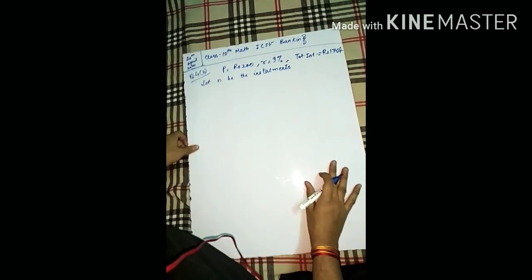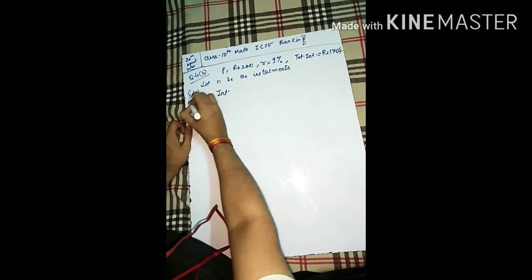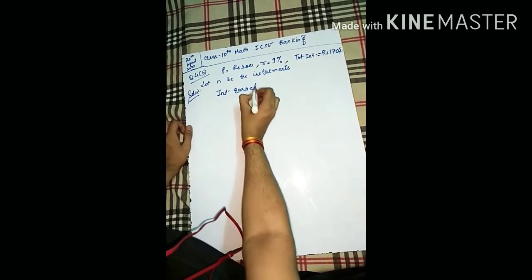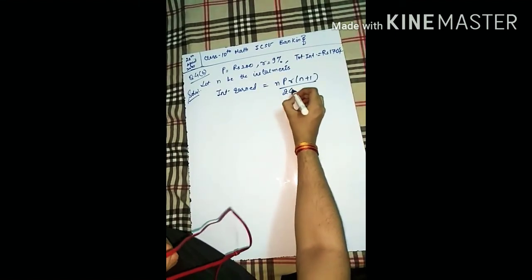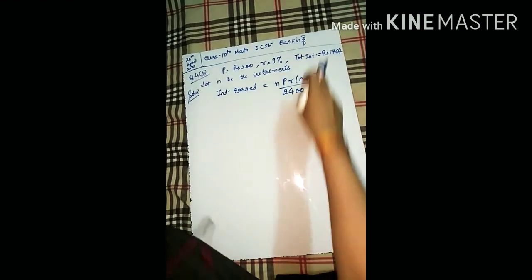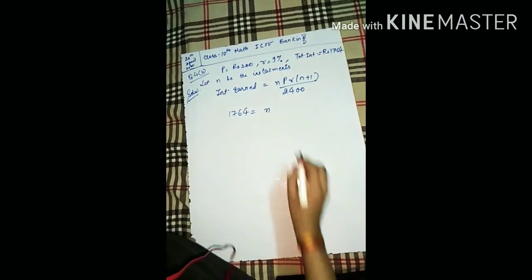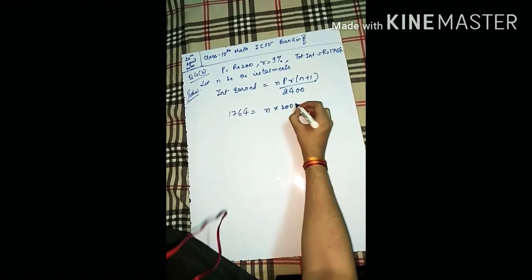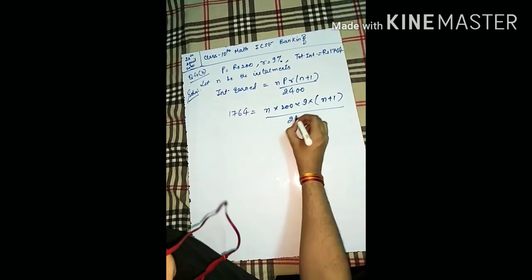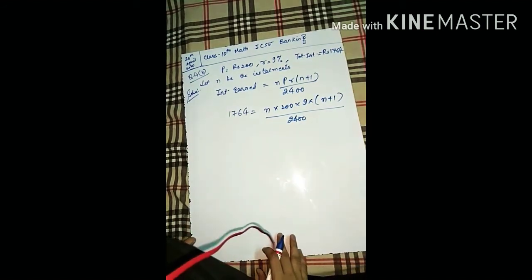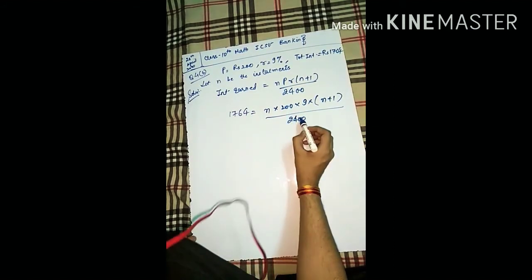Let us use the interest earned formula. What is the formula of interest earned? We know it is n P R (n plus 1) upon 2400. What is the total interest earned? This is 1764. What is n? Let it be n only. P is 200, so this is 200. Rate is 9%, and (n plus 1) upon 2400.